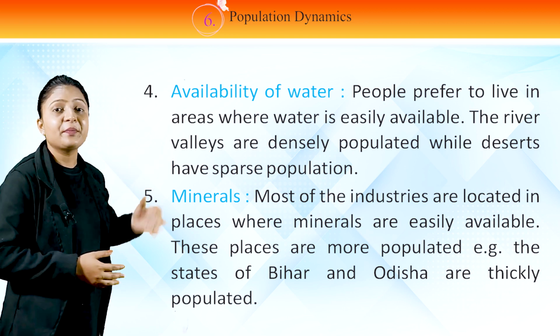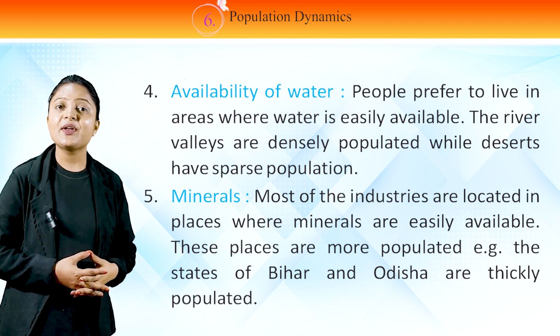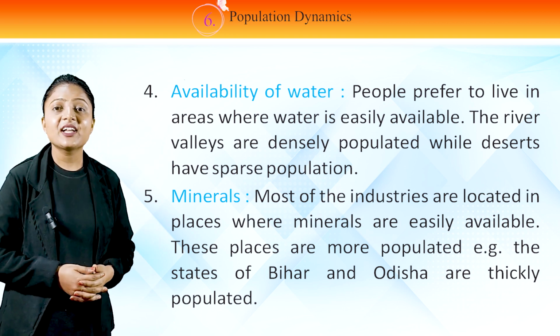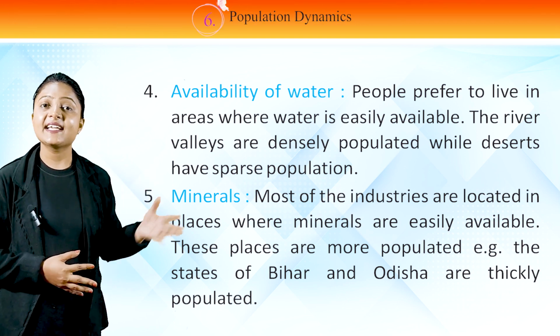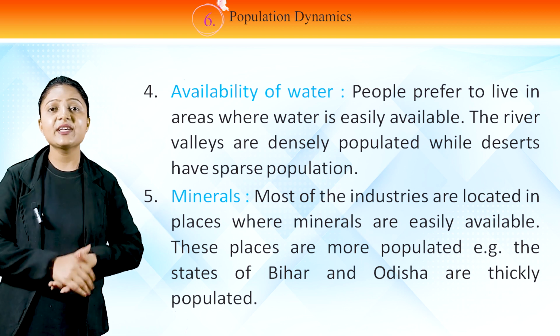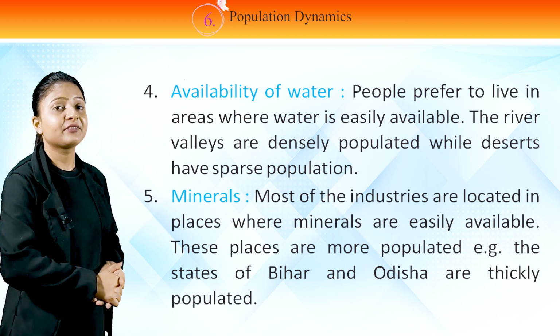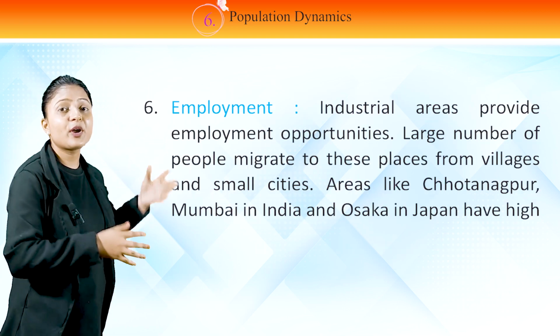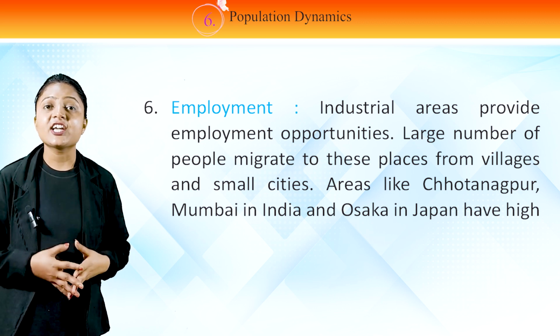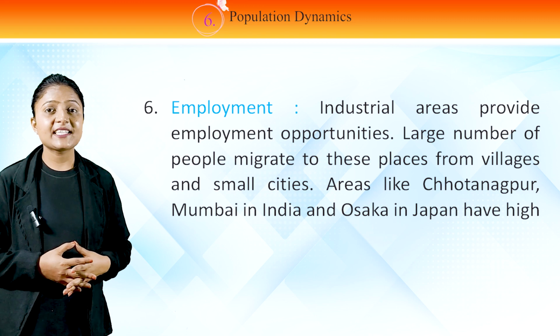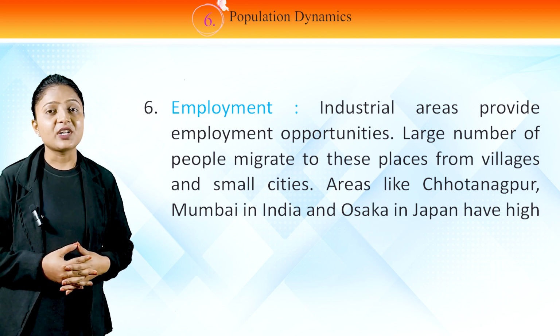Number 5. Minerals. Most of the industries are located in places where minerals are easily available. These places are more populated. Example, the states of Bihar and Odisha are thickly populated. Number 6. Employment. Industrial areas provide employment opportunities. A large number of people migrate to these places from villages and small cities.